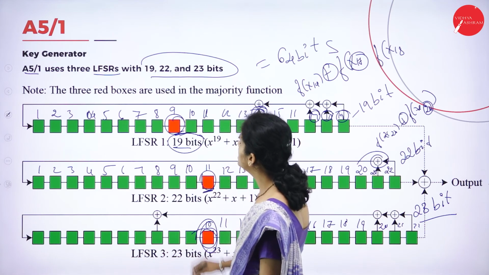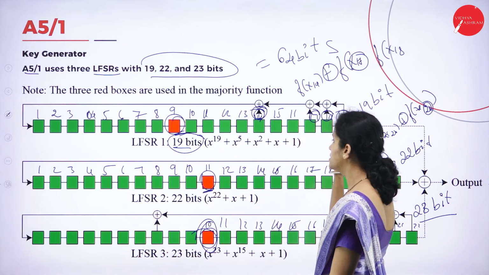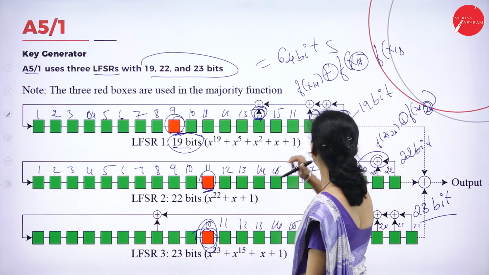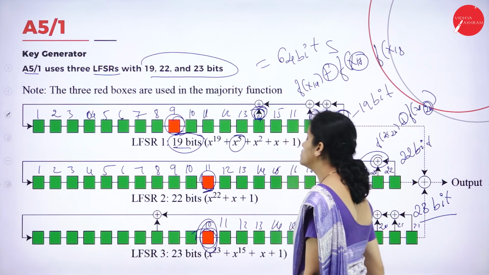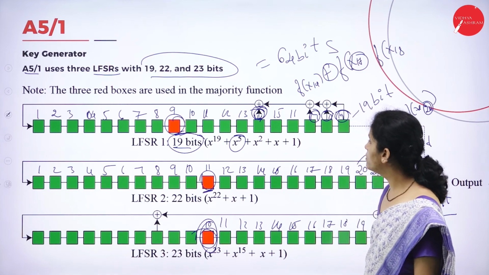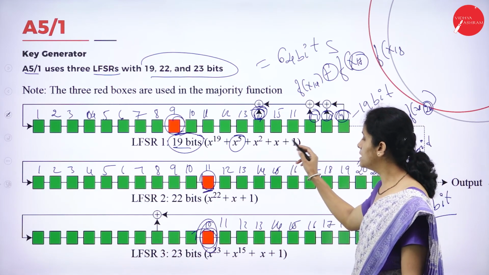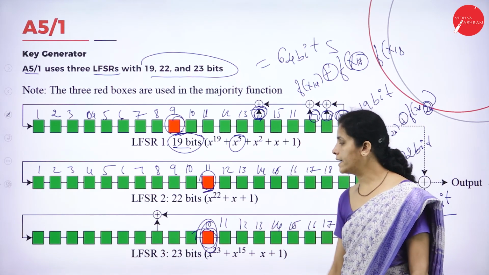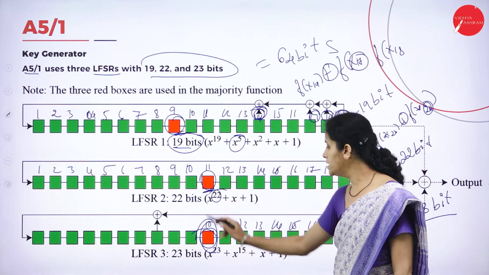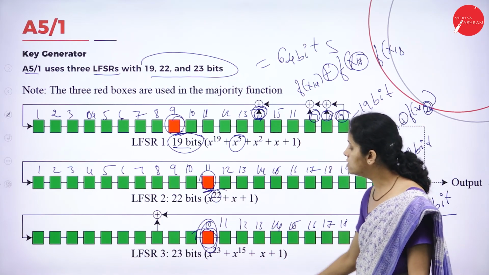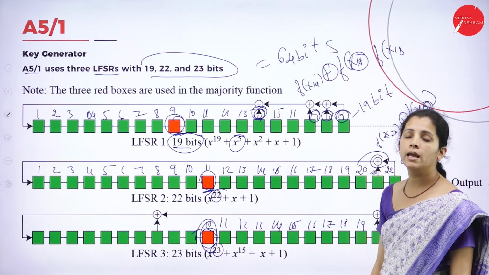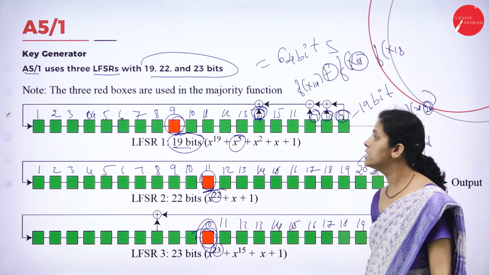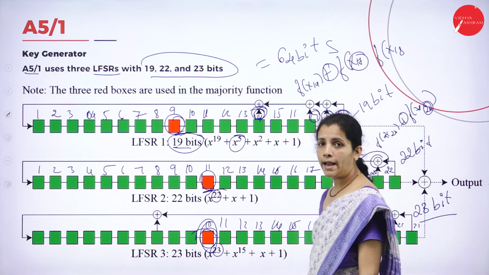So here I have the equation for the linear feedback shift register. The first shift register has 19 bits, with polynomial x to the power 19, x to the power 5, x to the power 2, plus x plus 1. The second shift register has 22 bits, and the third shift register has 23 bits. This is the way we can generate the key in A5/1.